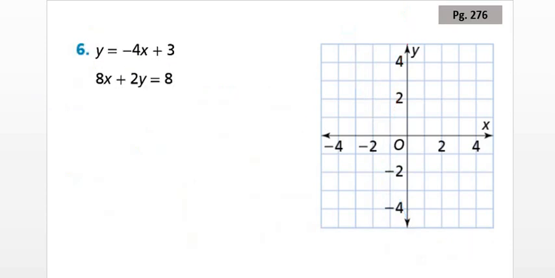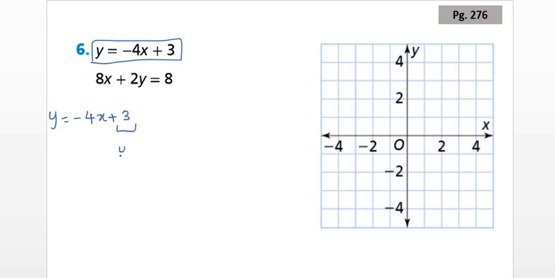So let's solve one more question from the lesson. It says y equals -4x plus 3. This first equation, as I'm telling you, we will always solve with the blue color. It's already in the standard form. So we have y equals -4x plus 3.